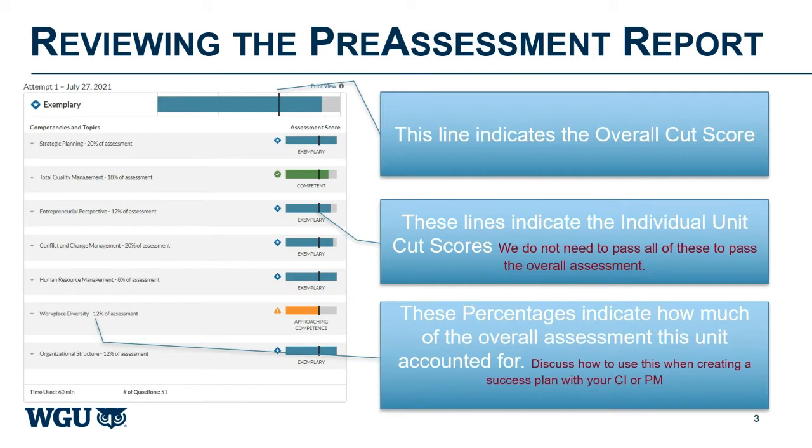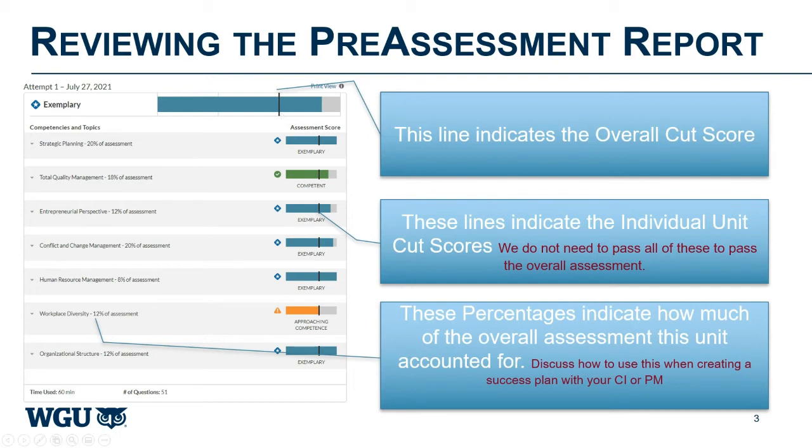Here, we have an example of the pre-assessment report. There are some key things to take note of. One, the overall cut score is displayed at the top. The black vertical line indicates a passing score. This is the overall cut score required to pass the assessment.